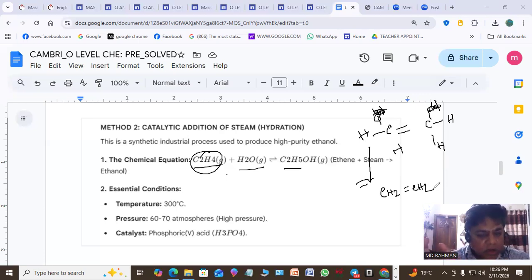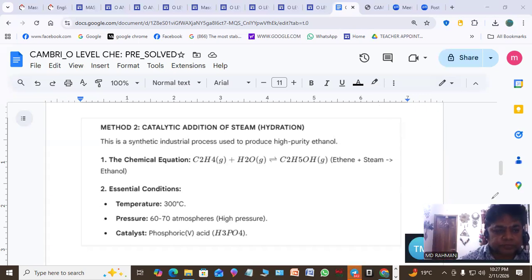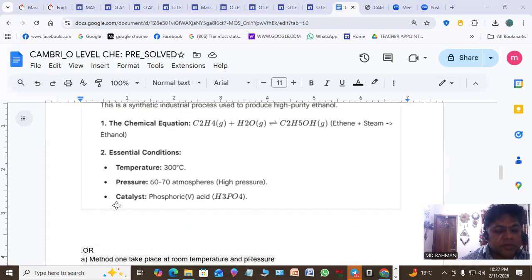So this is the ultimate chemical reaction. If you write it 1 or 2 times, it will be memorized easily. Okay. And what we are doing here: essential condition. In case of the essential condition, we are getting temperature 30 degrees centigrade, pressure 60 to 70 atmosphere, and catalyst phosphoric acid, H3PO4.